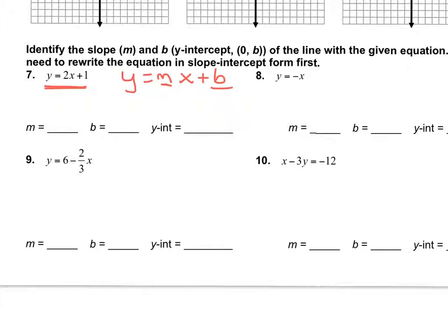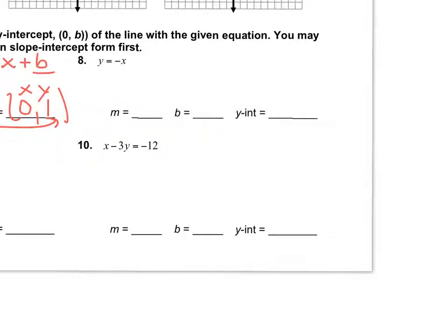All you have to do is look for the number that's with the x. That's going to be the m. So what number is that? 2. And then what is the b? 1. And then what is the y-intercept? 0, 1. It's a coordinate point. So x is always 0, and then you take the b and you put it where the y is, and that's going to be the y-intercept. Got it? All right, let's try 8.